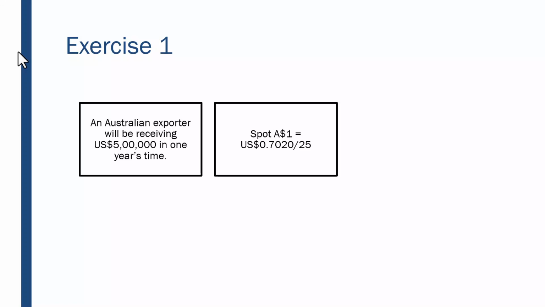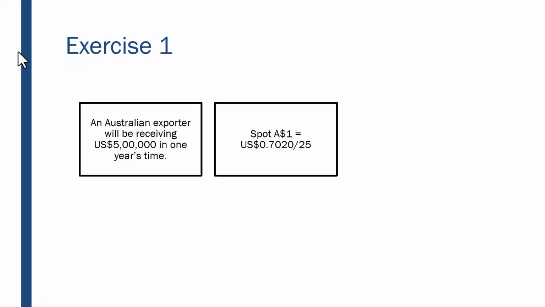0.7020/25. Okay, so there are two rates given to you. The spot rate is $1 today. Of course, today's rate has no meaning for him because he is going to get the payment after 1 year's time, isn't it? But the rate is given. Fine. So $1 is equal to 0.7020 or 25. Do you understand this code? Those people who don't understand the code, please tell me. I'll explain that. But I just want to check what your understanding is.